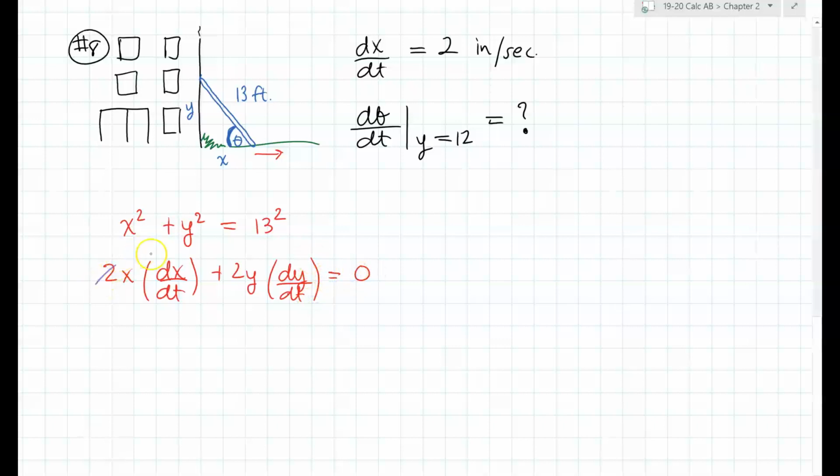Now get rid of all the 2's because we're just going to divide everything by 2. And our objective here is to find what? d theta/dt, right? Am I going to be able to do that with this? No, right? I can't do it with this. Why not? There's no theta, right? We need something with theta in it.